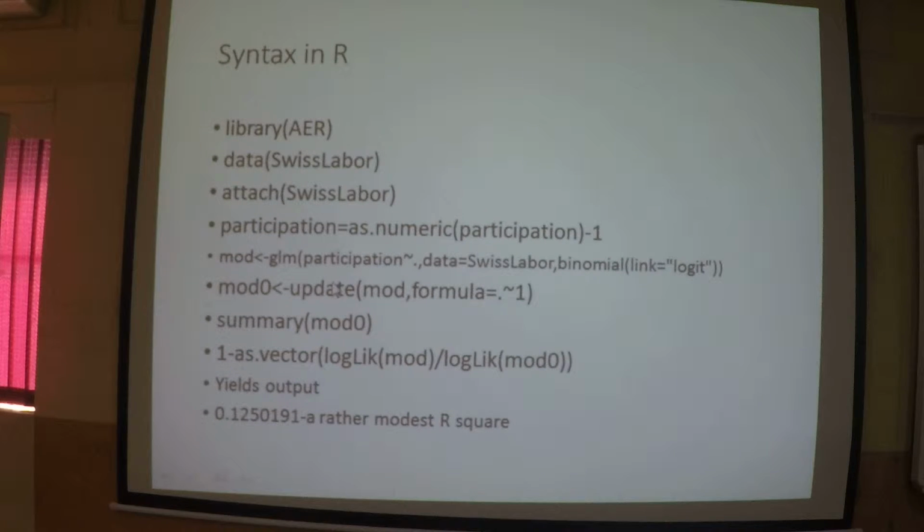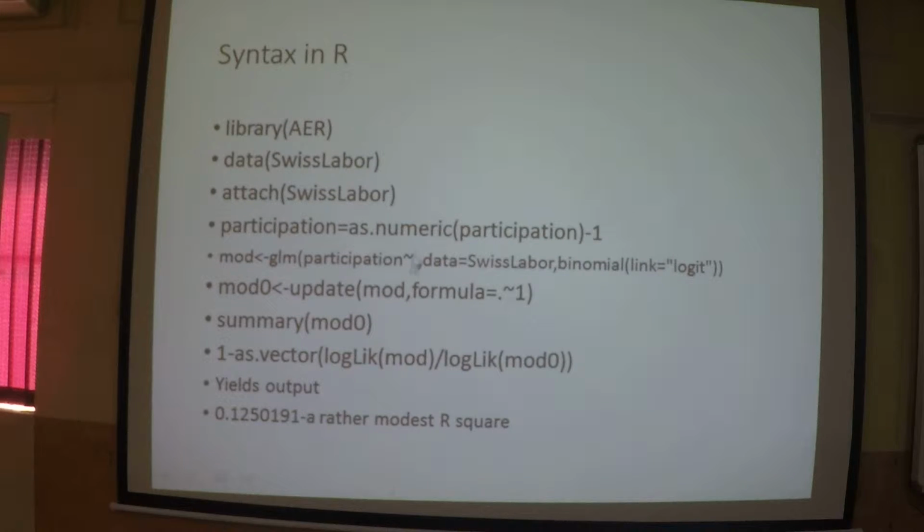You have to update a model. Correct. So this is the model, right? So what does it say? Formula is equal to dot tilde 1. So it says regress participation here on tilde is the list of independent variables. Beyond tilde you have to give the list of independent variables.